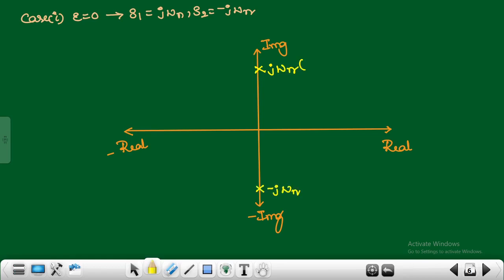So these are the two cases when you are getting zeta equals 0. These are the two roots you are getting when zeta equals 0. Let us consider another case, that is, first we will consider case 2. So what is case 2 here?